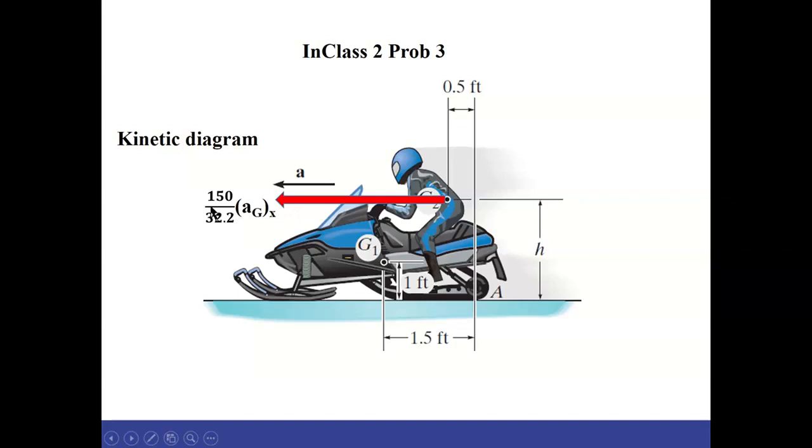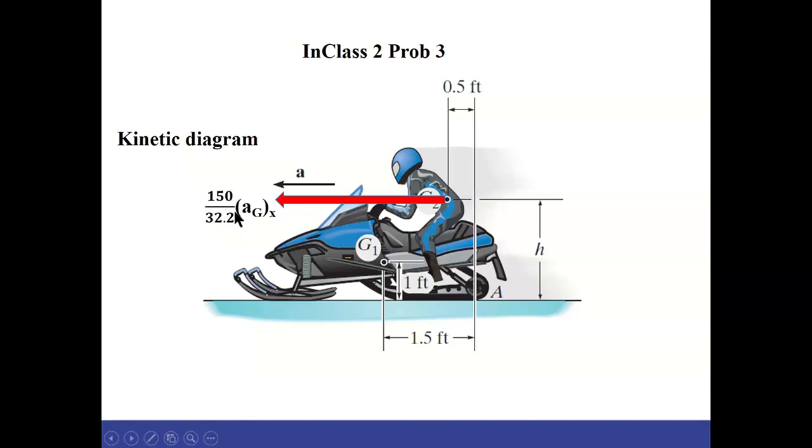One for the rider. For that you consider only the mass of the rider, which is 150 divided by 32.2. Why do we need to divide it by 32.2? Because this is in pounds, and when you divide it by 32.2, it's converted into slugs, and it's mass, so it has to be in slugs.